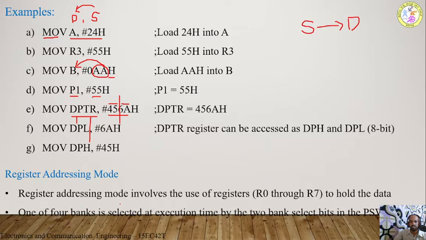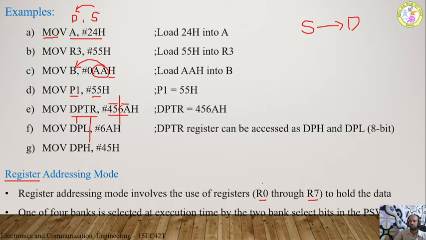In the register addressing mode, it involves the use of registers R0 to R7 to hold the data. As the name itself indicates, register addressing mode uses the registers from R0 to R7. So totally 8 registers we can use. One of 4 banks is selected at the execution time.